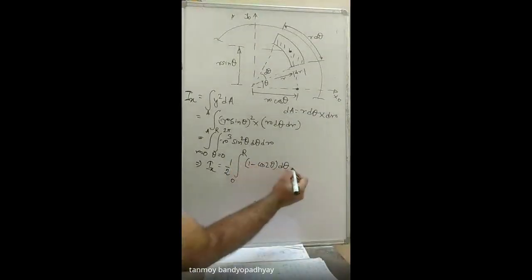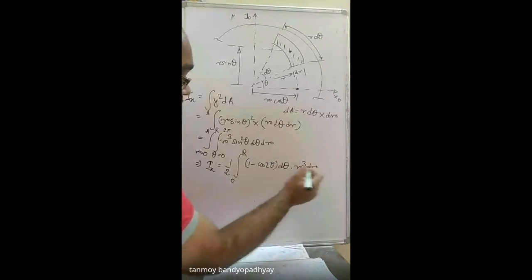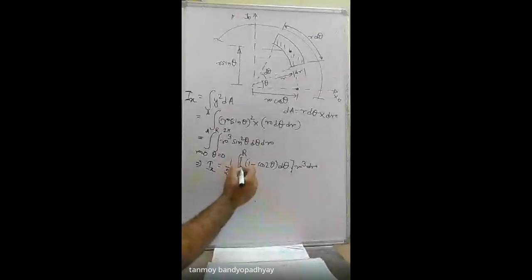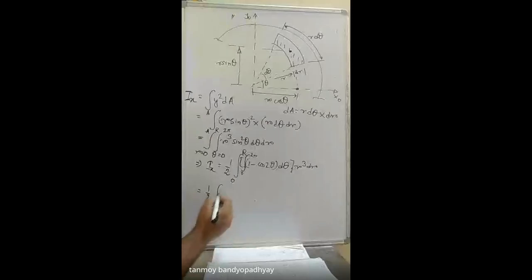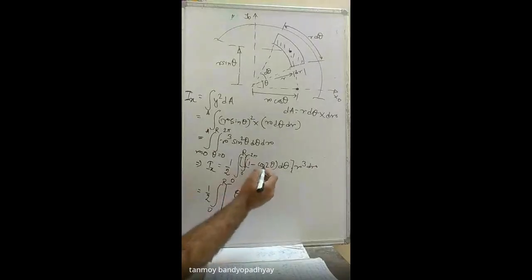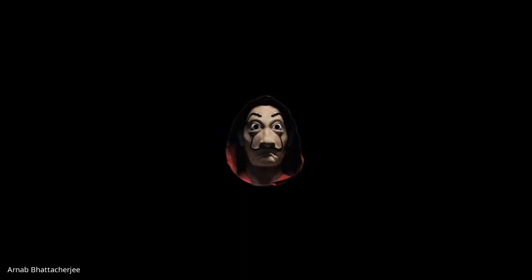স্যার r কিউব সাইন স্কয়ার থিটা হবে না? হ্যাঁ, এটা r কিউব হবে। So r cube I am keeping aside here. So if you do this integration, I keep this integration in brackets. So this is 0 to 2 pi. So if you do this integration, it should be half integration of 0 to R, theta minus sin 2 theta by 2.